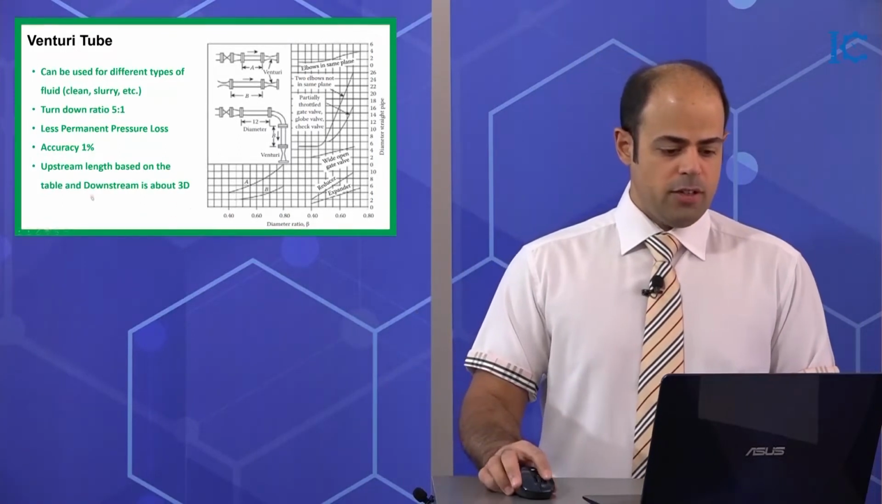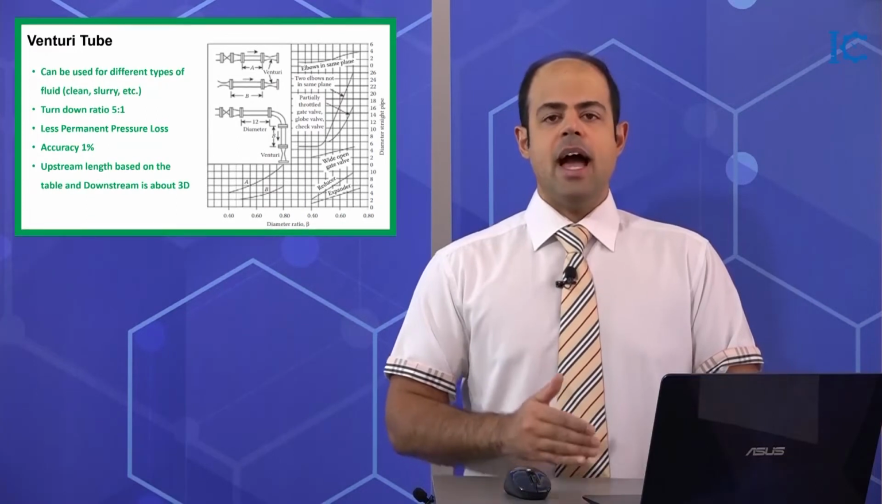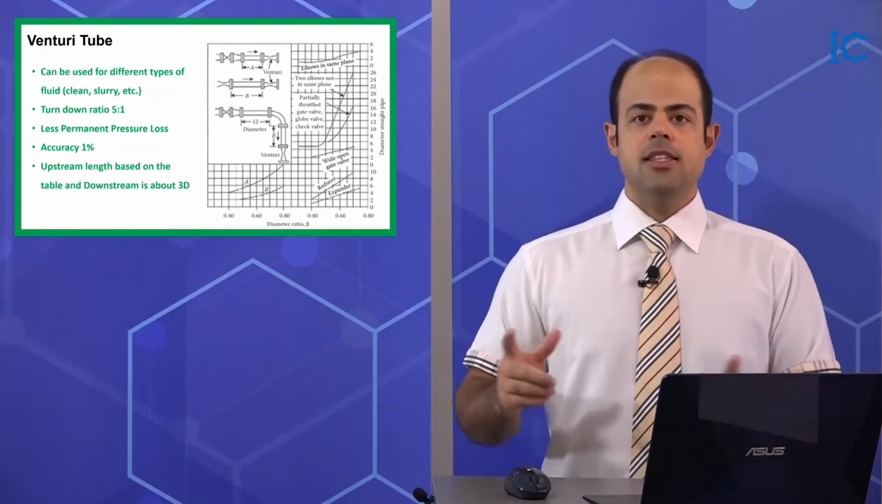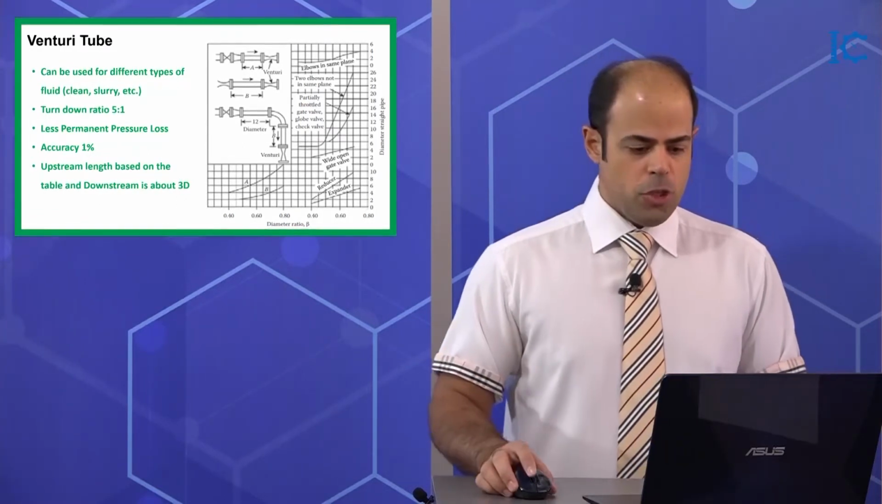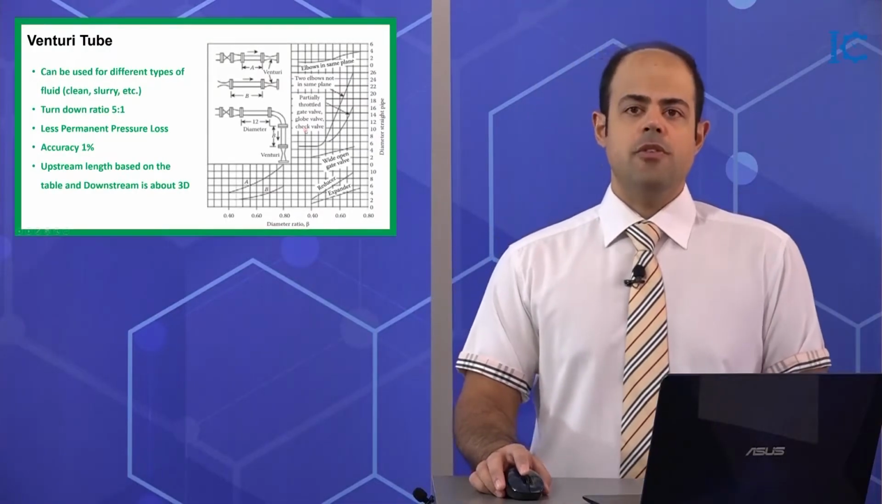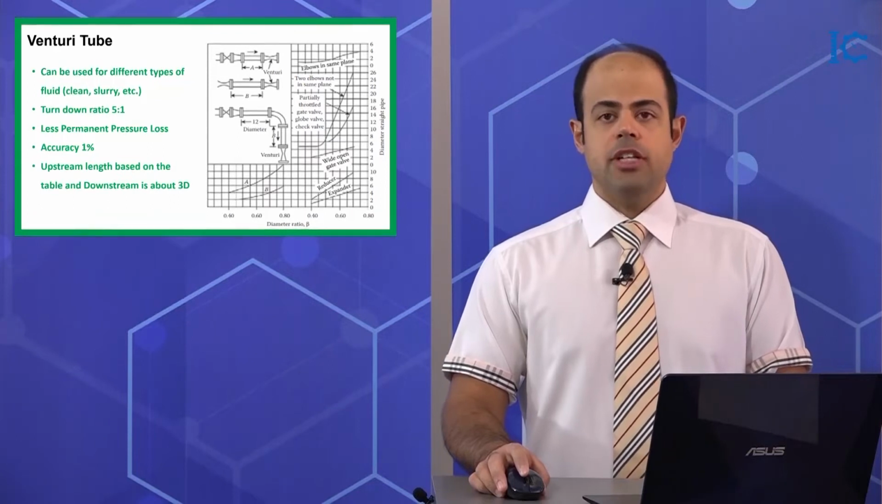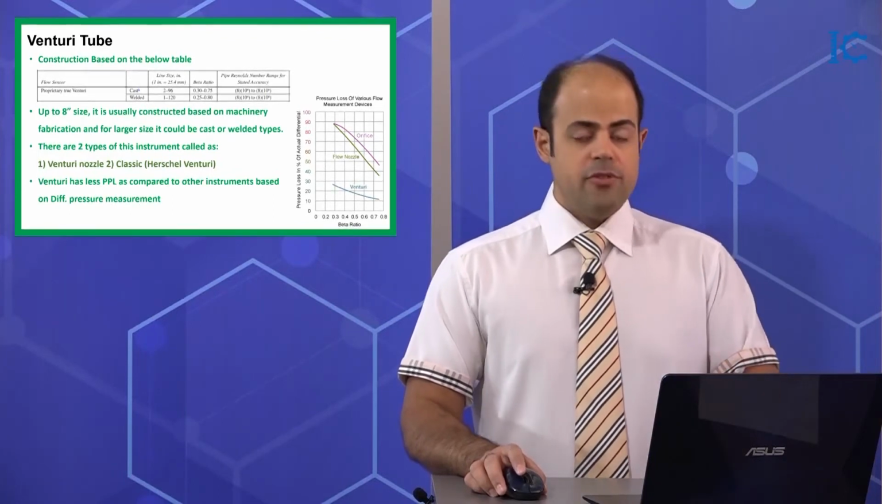As I mentioned before, the downstream is approximately 3 times D. So for the previous example, after the Venturi, you need to put 30 inches of distance, and after that you are allowed to install another device after the Venturi tube. So you can use this diagram in your work. As you can see, I put some expanders, some elbows, and different types of things such as gate valve, globe valve, and check valve. When you have these types of items at your work, you can consider the amount of upstream accordingly.